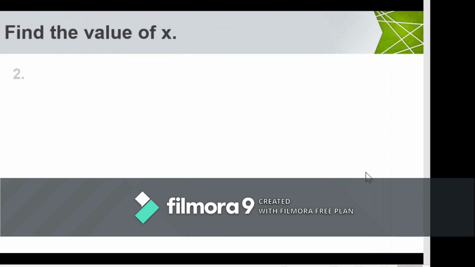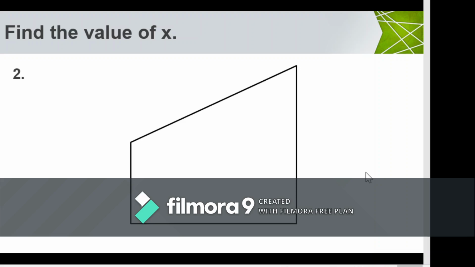Number 2, find the value of x for this quadrilateral. The length of the shortest side is 6. This side is 12. And this is 10. Now you're going to look for the value of x.